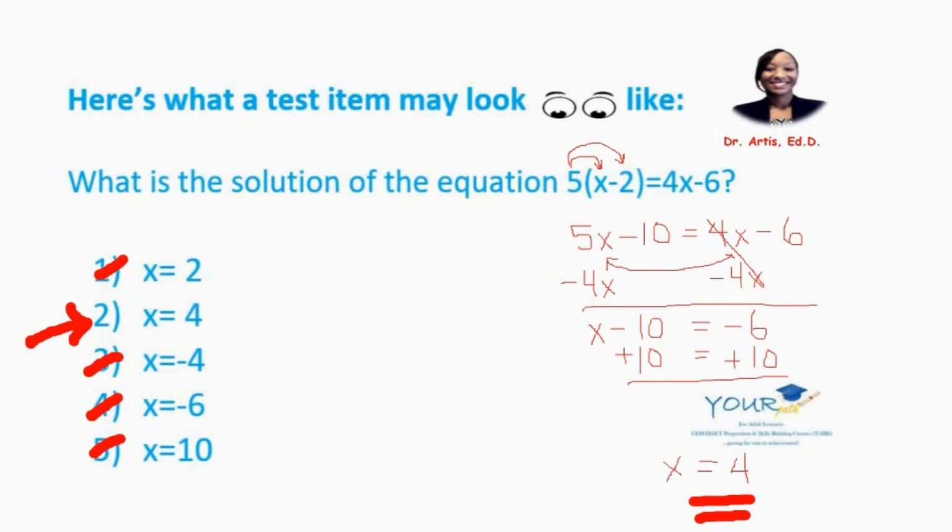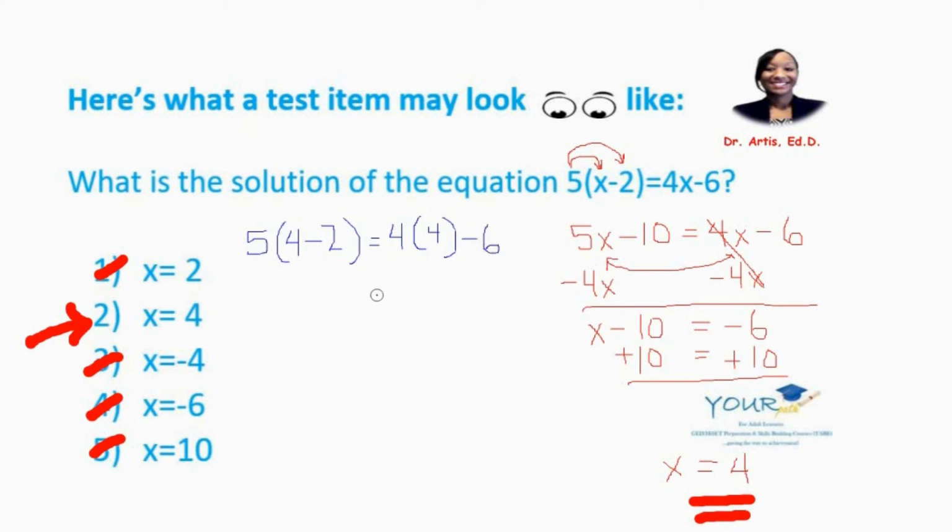So now we can check our answer by inserting the value of x into this equation. And when we do so, we get 5 times (4 minus 2), because 4 is the value of x, equals 4. The value of x again is 4. So we have 4 times 4 minus 6 on the right side of the equation.